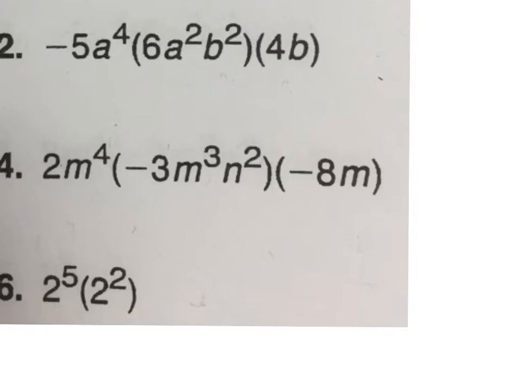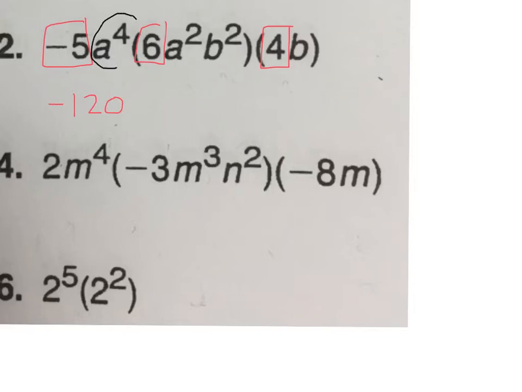So on this first one, look at the problem and tell me, is this whole thing being raised to another exponent here? If it were, I'd need to raise it to that exponent before I could multiply it by anything else, wouldn't I? Yep. But since it's not, I'm going to go ahead and multiply them. So first thing we multiply are the coefficients, right? Negative 5 times 6 times 4 is what? Negative 120.